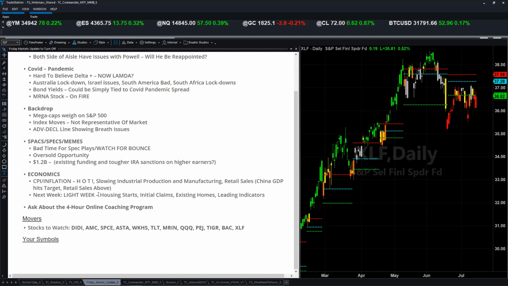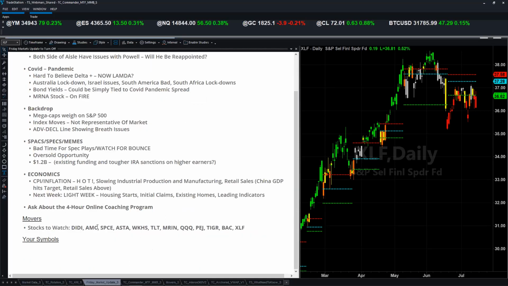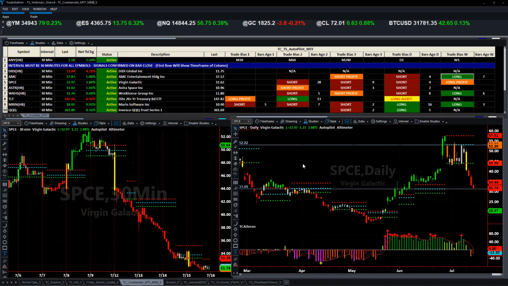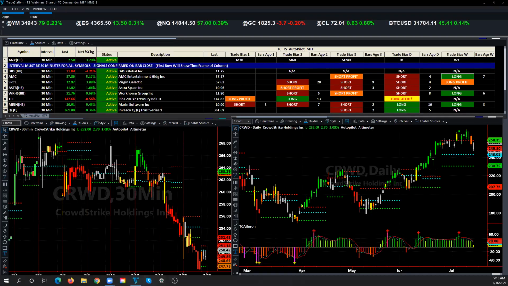Next week, a light week. Got some housing starts, initial claims, existing home sales, sales, not prices, and leading indicators. We're going to watch all these stocks down here. Then you got a couple that you put in there, which we'll look at right now. Let me put a couple things in here. Put that in here. And then that's where you can find the full suite of indicators.